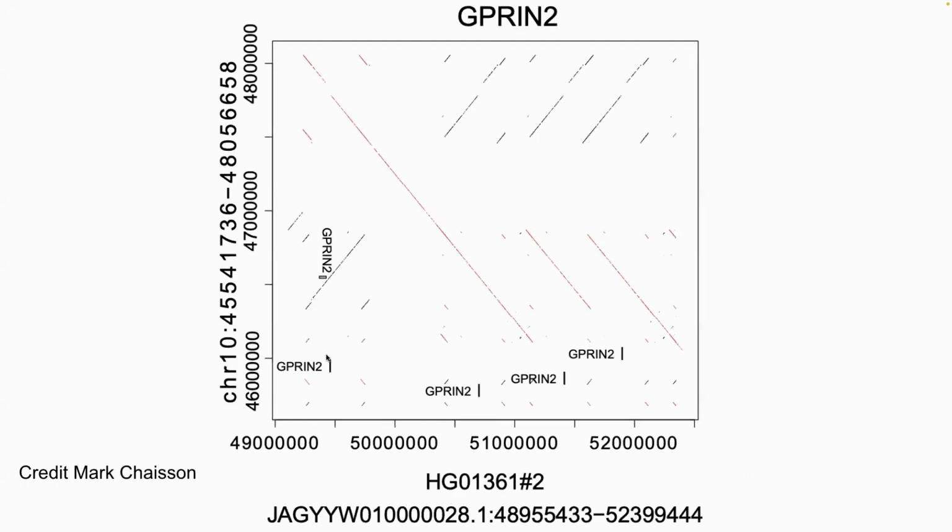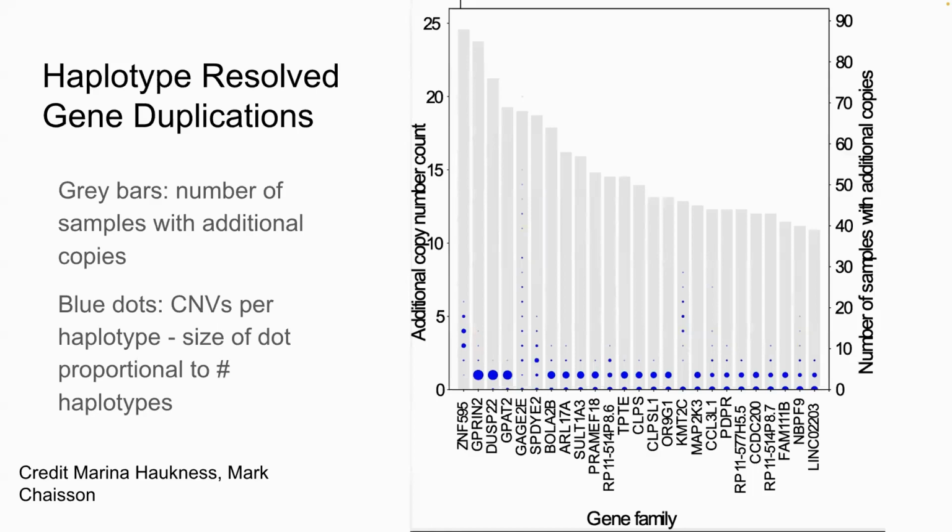Is ZNF505 like a C2? It is a KRAB zinc finger. I'm not sure. Okay. Yeah, you'd have to ask.